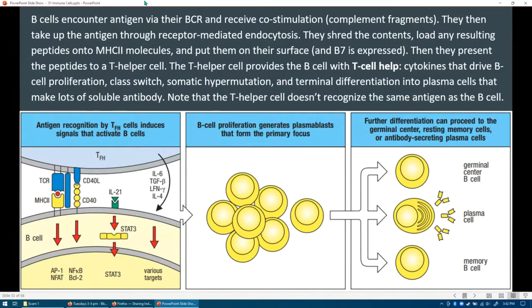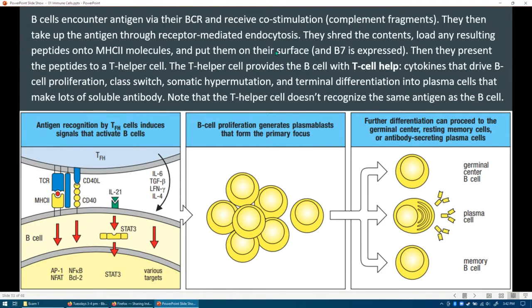So this is a slide that really explains everything in one paragraph. B cells encounter antigen using their B cell receptor, and they receive co-stimulation. They actually have to receive co-stimulation, and for B cells, that comes in the form of complement fragments. We'll talk more about that later. After they encounter antigen, they take it up through receptor-mediated endocytosis. They shred the contents of the endosome into little bite-sized pieces. They load any resulting peptides onto MHC2 molecules and put them on their surface.